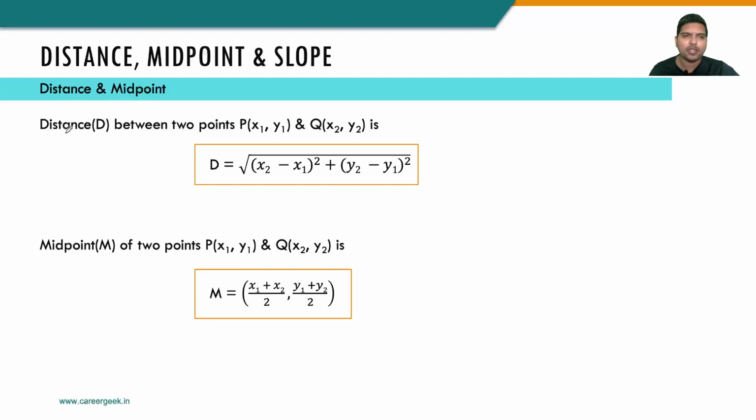Now the formulas of distance and midpoint of 2 points, any points on the xy plane. Let's say point P is x1, y1, point Q is x2, y2. The distance formula is square root of x2 minus x1 whole square plus y2 minus y1 whole square. So make a note of this. So distance is denoted by d and midpoint is the average of both coordinates, x1, x2 and y1, y2.